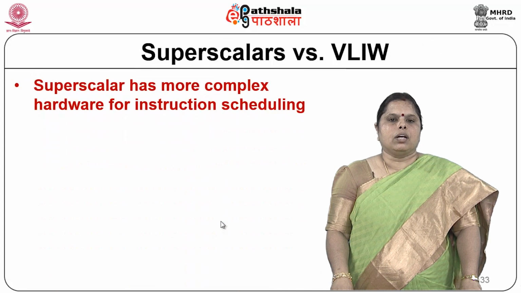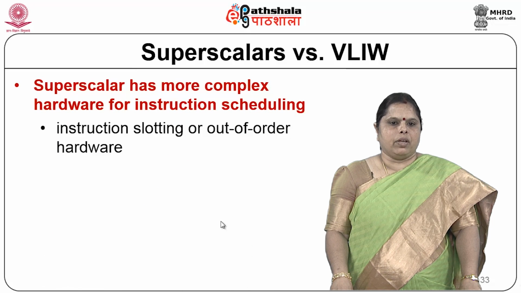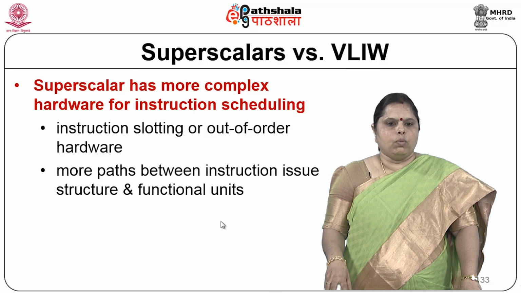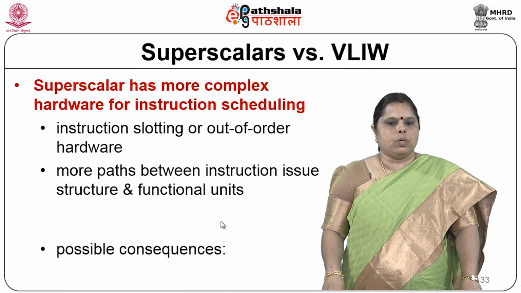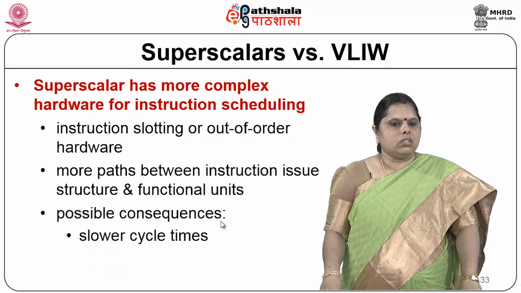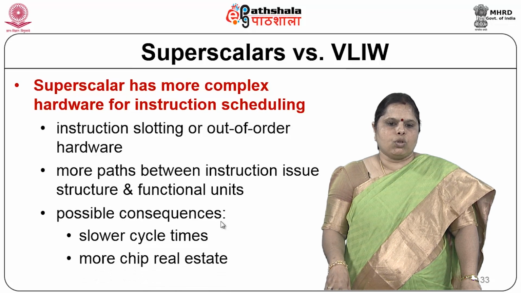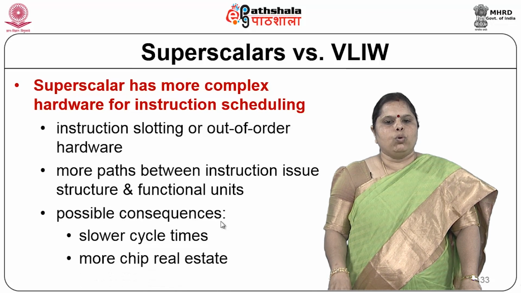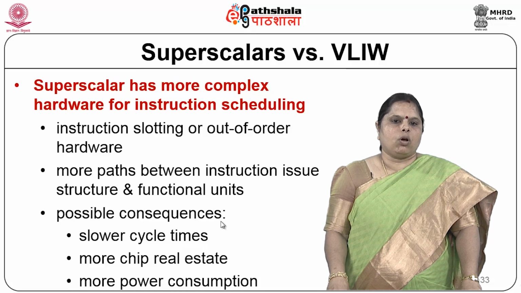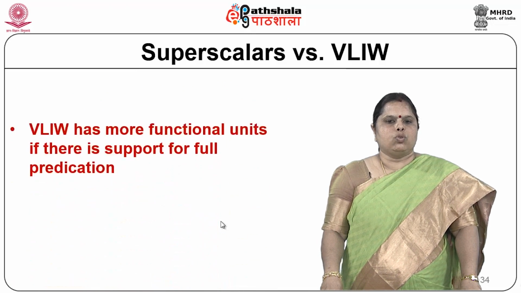So, if you look at the comparison between Superscalars and VLIWs, Superscalars have more complex hardware for instruction scheduling. They need more instruction slotting or out of order hardware. They need more paths between instruction issue structure and the functional units, and the possible consequences of that is of course slower clock cycle times and more chip real estate, and of course more power consumption. Those are the drawbacks again associated with your Superscalar.